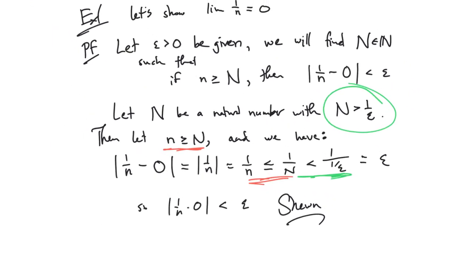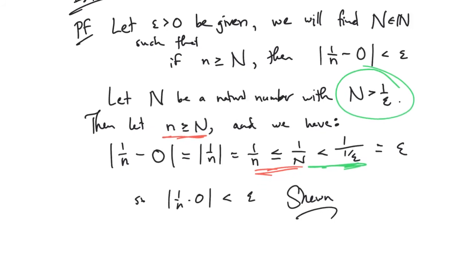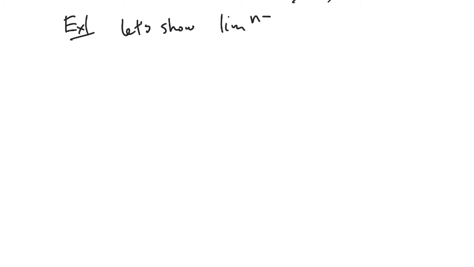Now, we also need to discuss, how did I get this green thing, n greater than 1 over epsilon? I just came out of nowhere with that. This next example will try and explain that step a little bit better. How about, let's show that the limit of n plus 5 over n is, anybody remember something about limits? What do you think the answer is here?